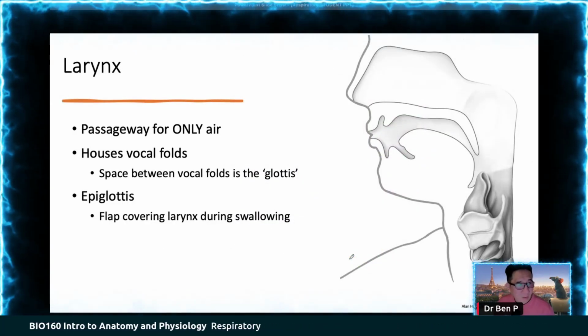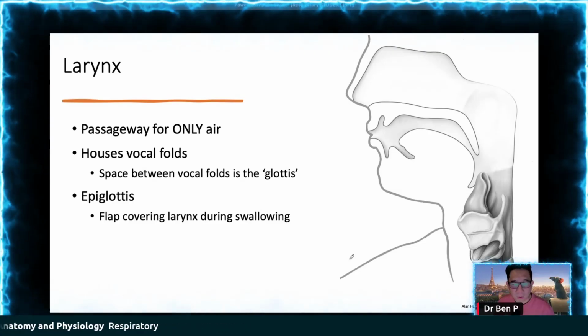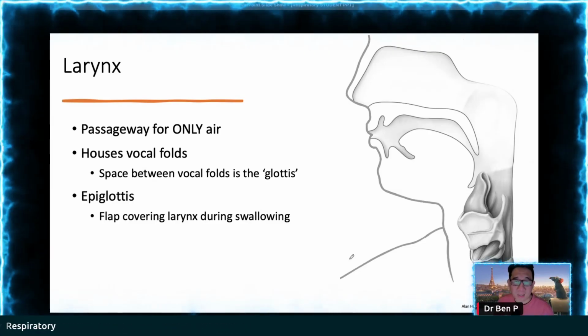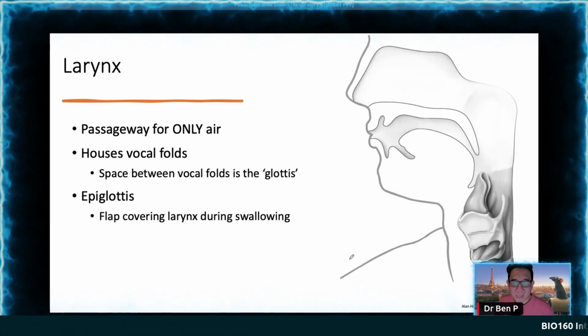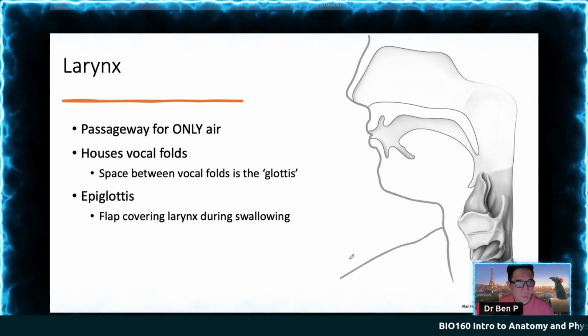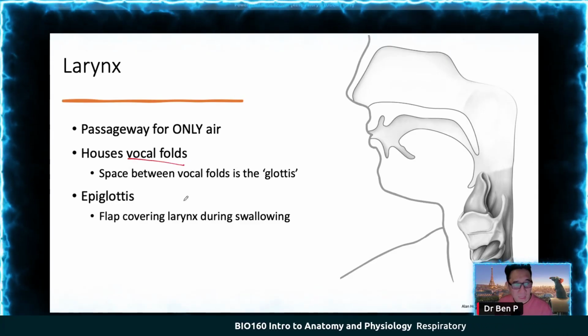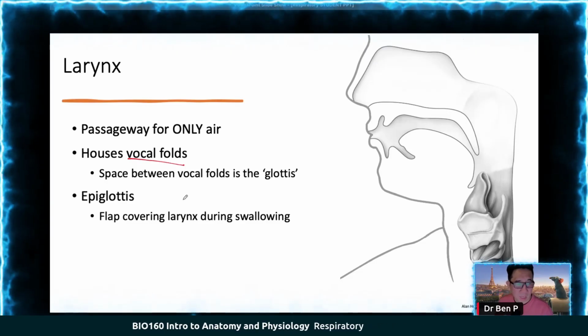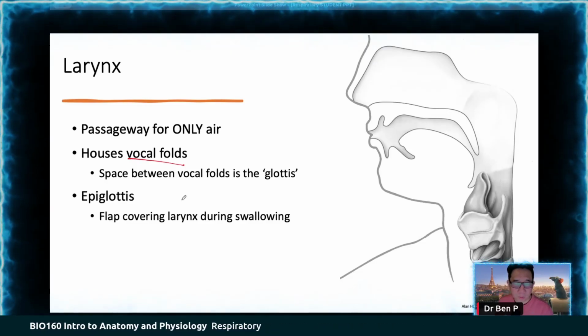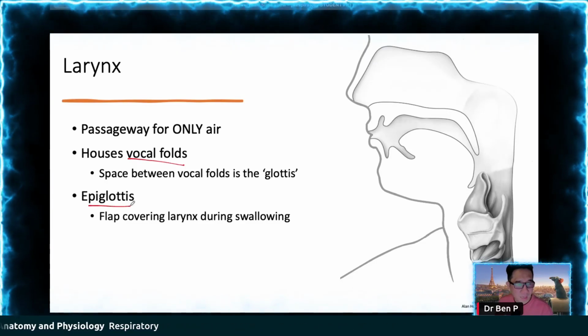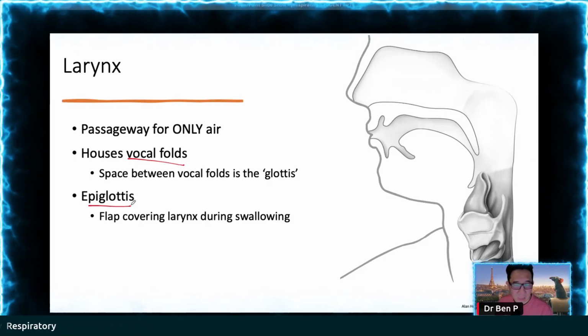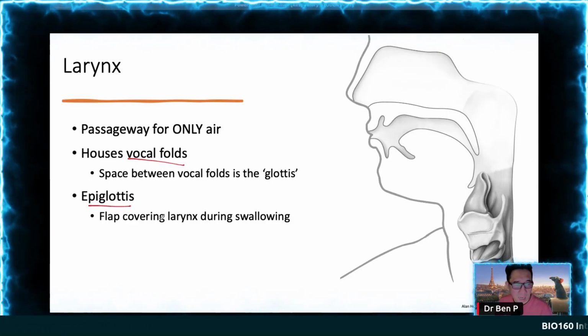Then you have the larynx, which is your voice box. Think of Larry likes to talk. So Larry likes to talk is your larynx. This is where your vocal cords are. You have the true and false vocal cords. We're going to show you that. And then you have a structure that you should know for your test, that I really highly recommend knowing, called the epiglottis.